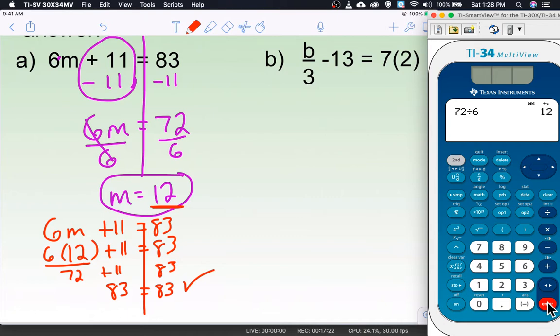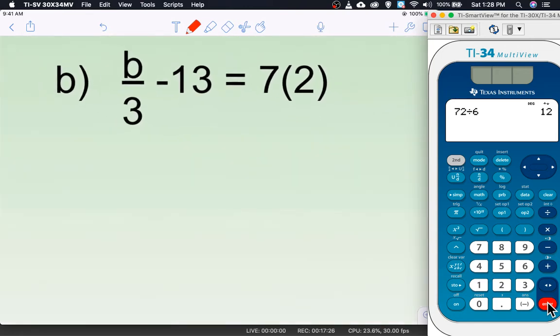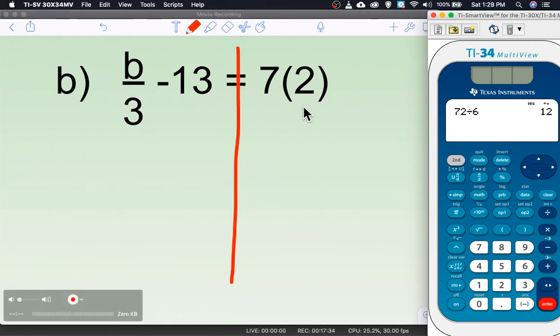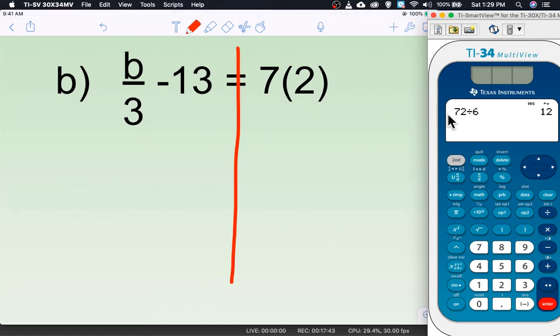Letter B. So to solve this equation, let's see. Can I do any simplifying? Well, actually I can. On the right-hand side here, I have a 7 times 2. That seems a little useless to have that. I mean, we can do 7 times 2. That's just 14. So let's simplify the problem a little bit.